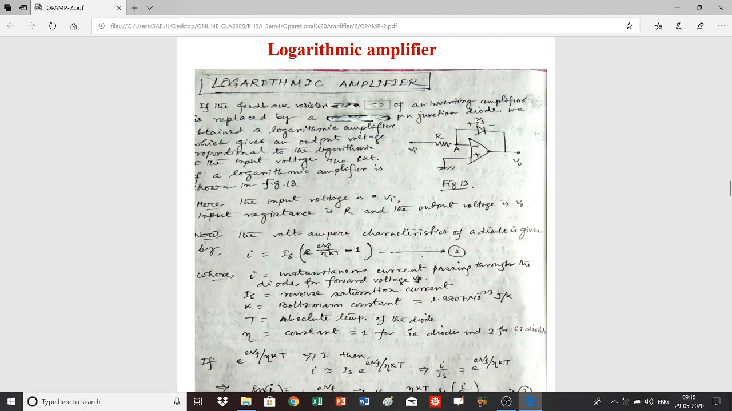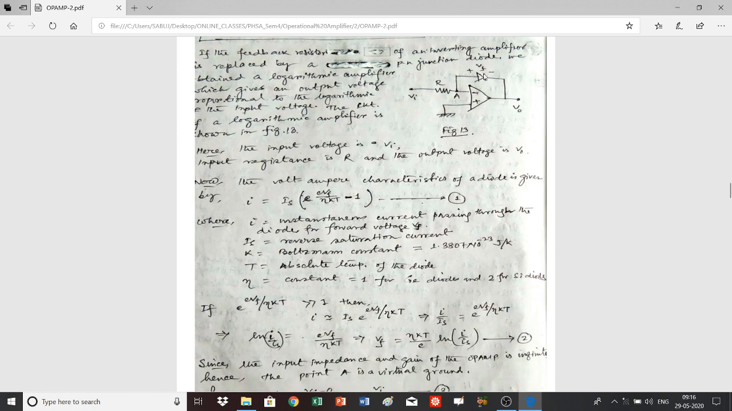Now come to the instantaneous current that will pass through the PN junction diode, given from the volt-ampere characteristics of the diode, and that can be given as I is equal to Is (exp(eVf/ηkT) minus 1), where I is the instantaneous current passing through the diode, Is is the reverse saturation current, and k is the Boltzmann's constant, which has the value 1.3807 × 10^-23 joule per Kelvin, and Vf is the voltage across this PN junction diode, and T is the absolute temperature of the diode, and η is a constant which has the value 1 for germanium diodes and 2 for silicon diodes.